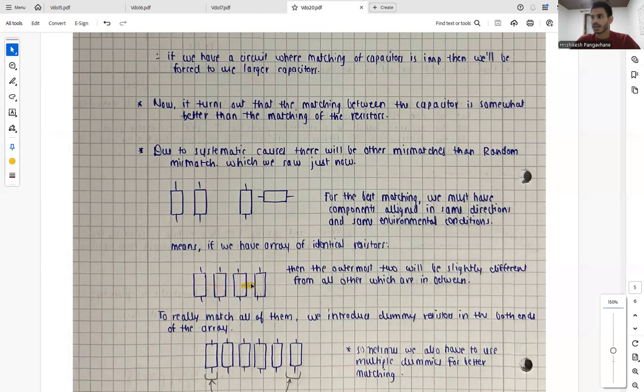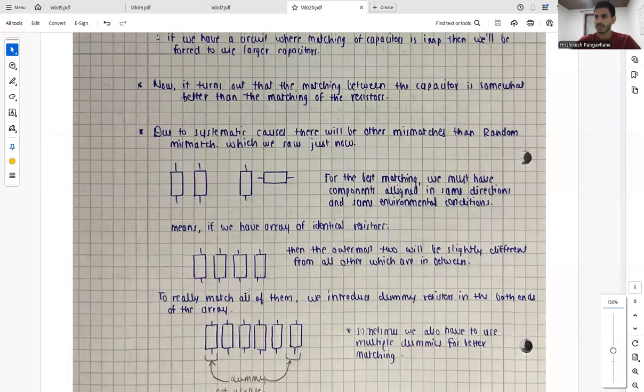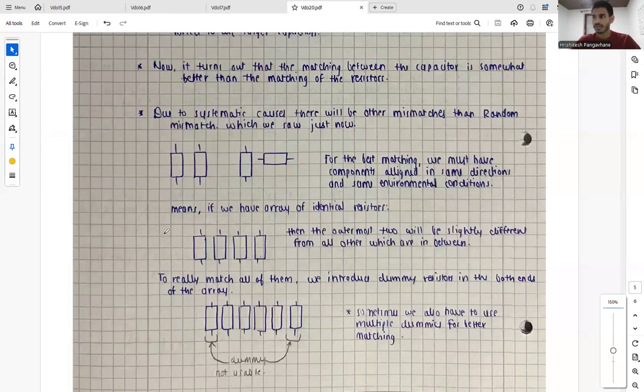And thus they have nice matching, but the outermost has only one neighbor, making it a little different from all the others which are in between. To really match all of them, we introduce dummy resistors at both ends of the array. So let's say we want to make four identical components. We introduce two dummy resistors, and now we can say that all four are properly matched.